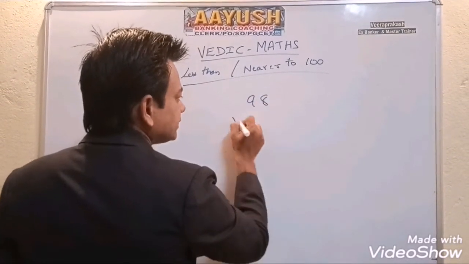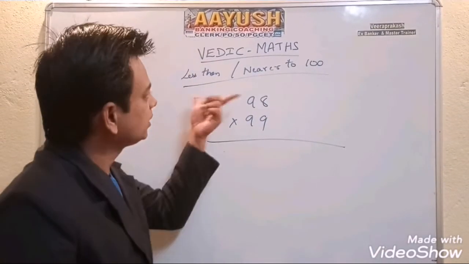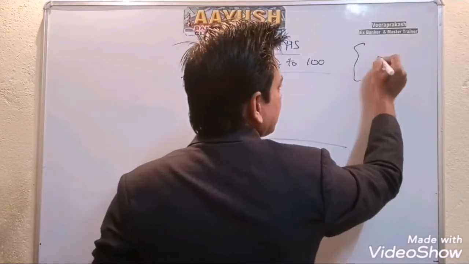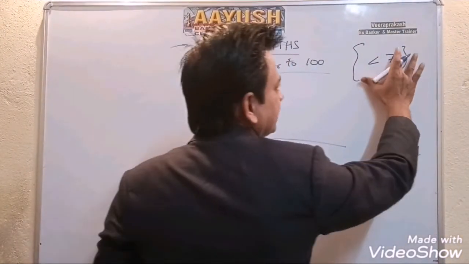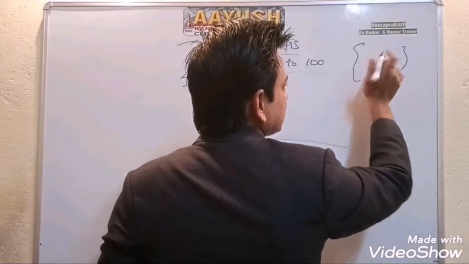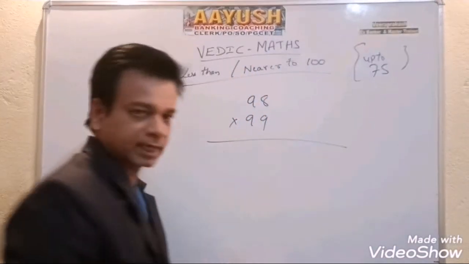Say 98 into 99. Okay, both are near to 100. So near to 100 means you can have the digits up to 75. Up to 75 you can use this trick.